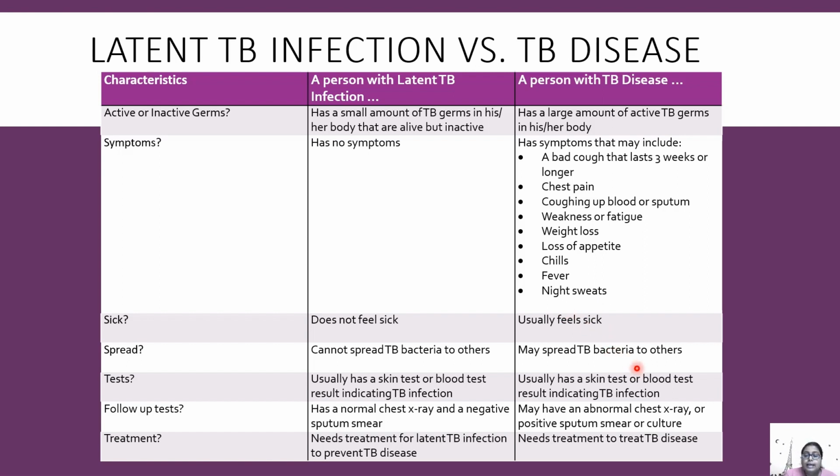Okay, so they can usually have a skin test or blood test result indicating a TB infection. They may have an abnormal chest x-ray, but they should definitely have a positive sputum smear. So if you take the sputum smear and do culture work in labs, you will be able to see the bacteria growing, correct? And they will obviously need treatment to treat the TB disease.